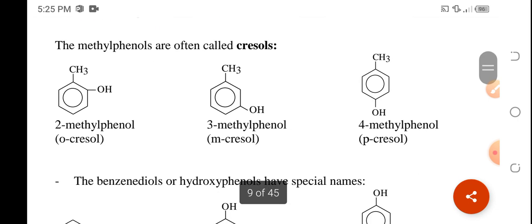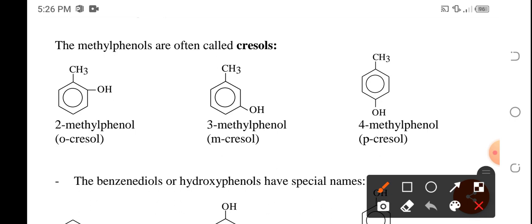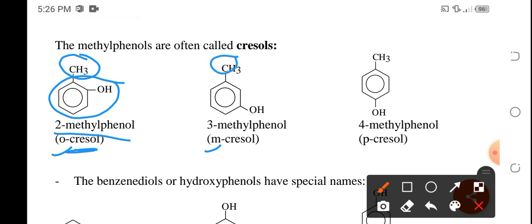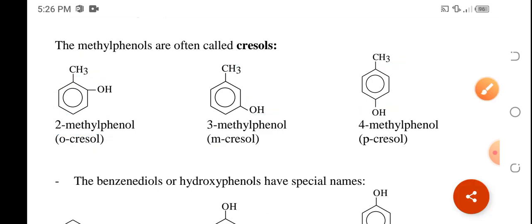Okay. We have methylphenols and the special name of methylphenol is cresol. So for 2-methylphenol, this is the phenol and that is the methyl. So this is not toluene, nor phenol, rather the special name is cresol. So this is an orthocresol. This is a metacresol because of the 1,3 position, and this is a paracresol because of the 1,4 positions.